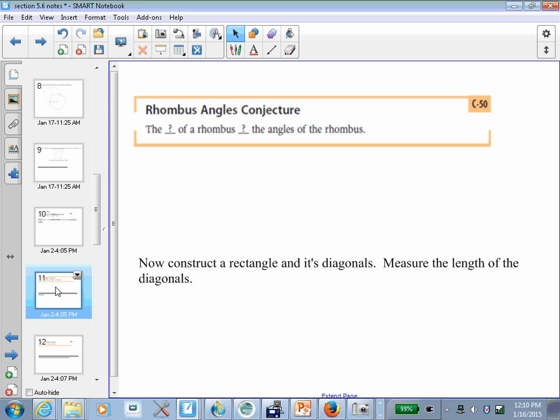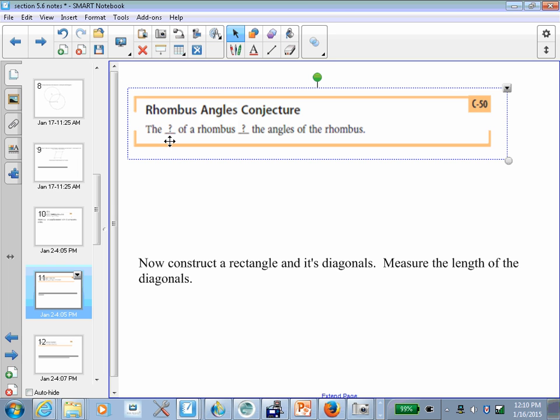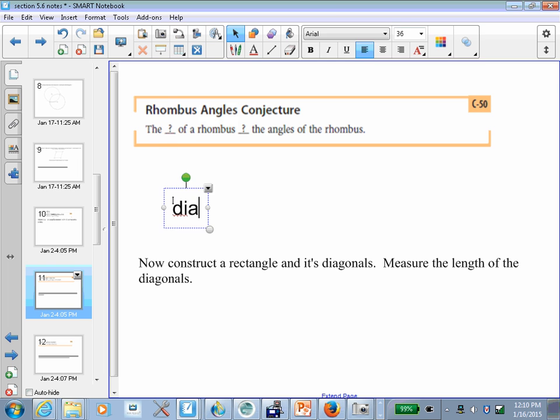The second conjecture with a rhombus has to do with the diagonals bisecting the angles. The blank of a rhombus blank the angles of a rhombus. So the diagonals of a rhombus bisect the angles of a rhombus.